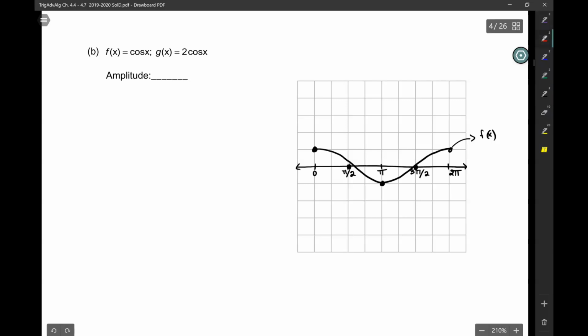And then for g of x, what's the amplitude? 2. So I start at the maximum again because it's cosine, but instead of starting at 1, I start at 2. So maximum, 0, minimum, 0, maximum. Oh, shoot. Okay. That is cosine of x, cosine of 2x. Isn't that pretty? It's like so satisfying again.